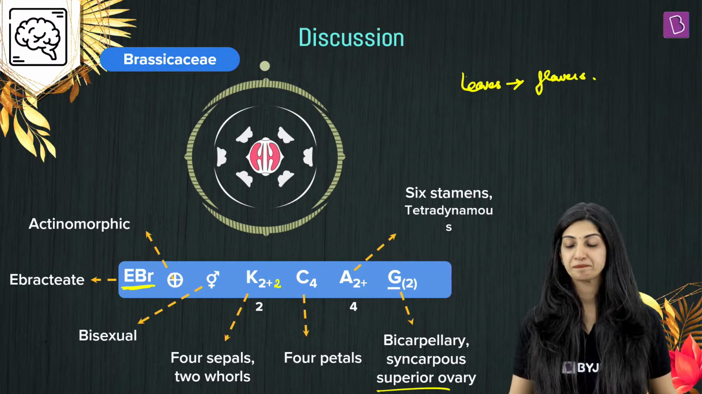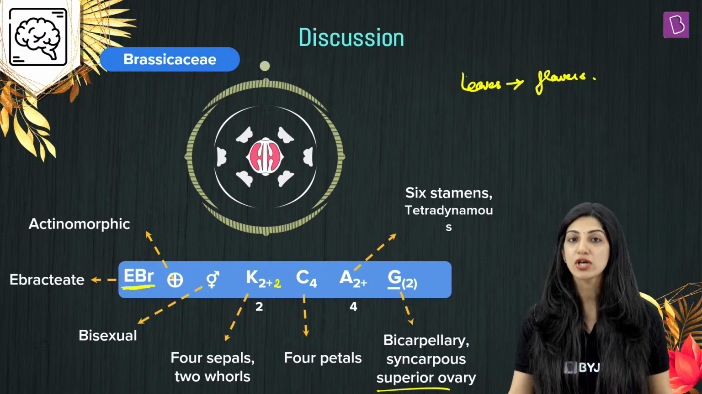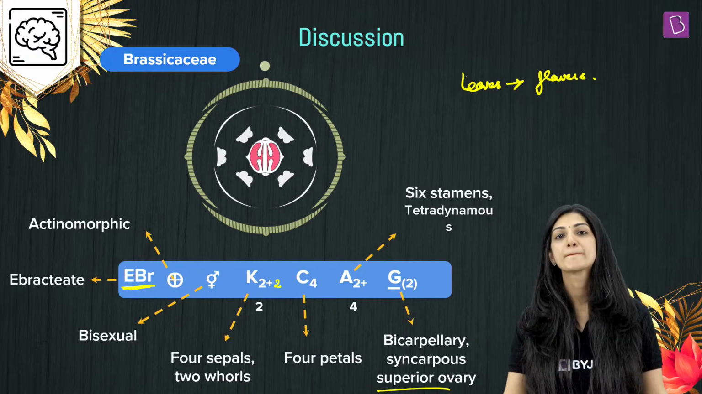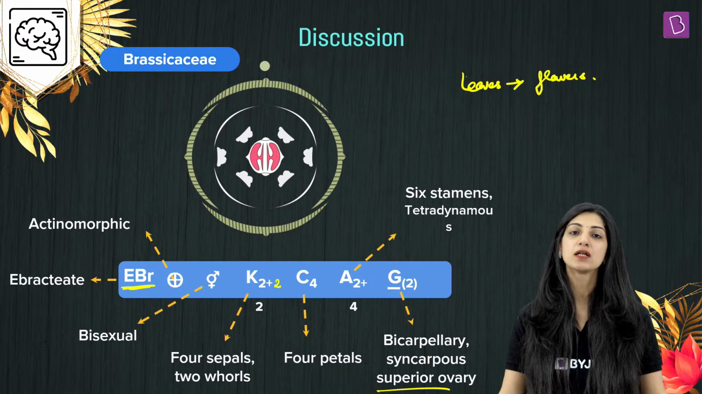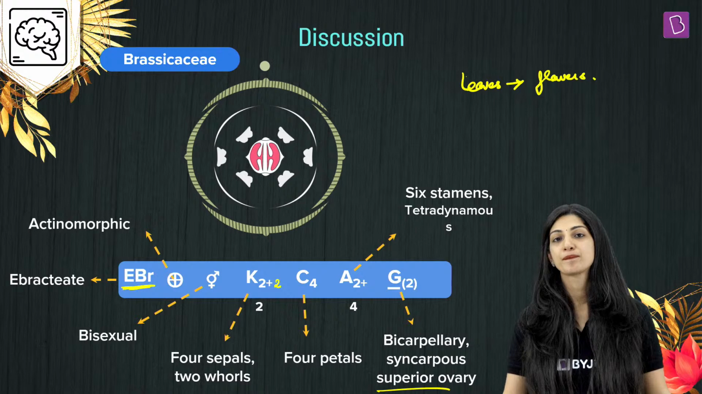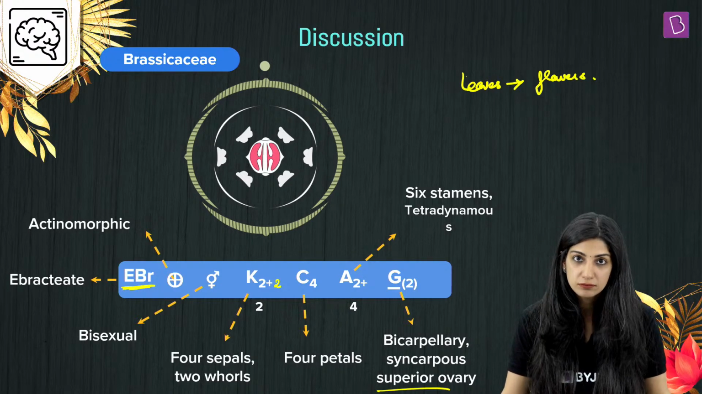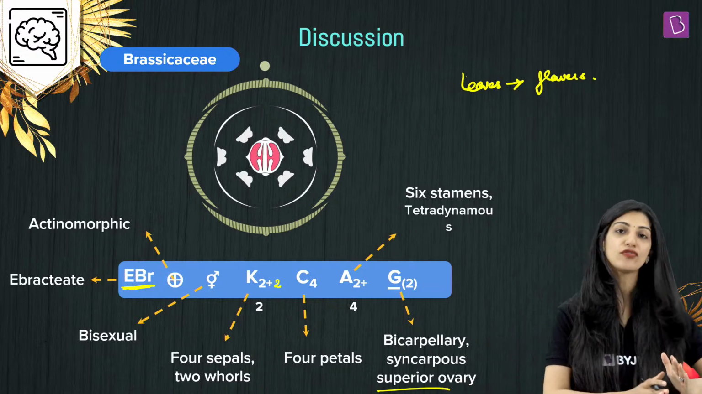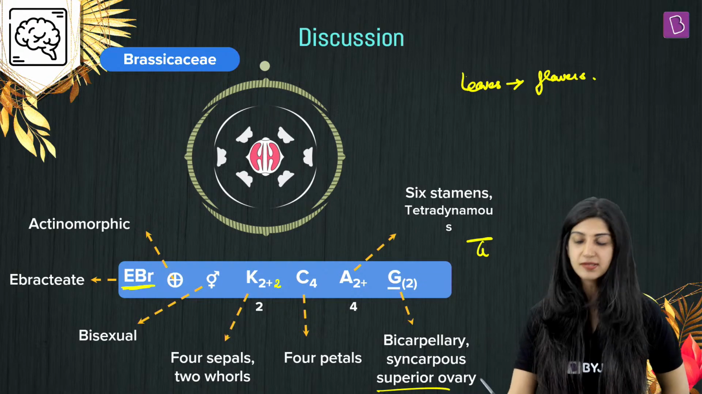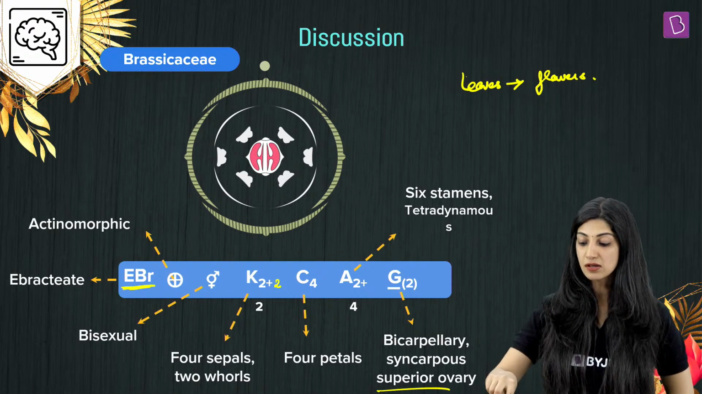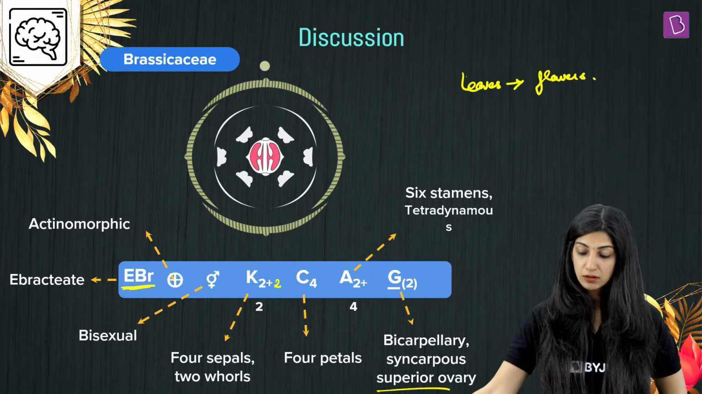Now let me tell you, all the families which are in your syllabus, Solanaceae, Fabaceae, Liliaceae, Brassicaceae, have superior ovaries. So whenever you get the formula, okay, and you see that examiner has done this, then it is the wrong choice. Don't mark it. Is that clear?